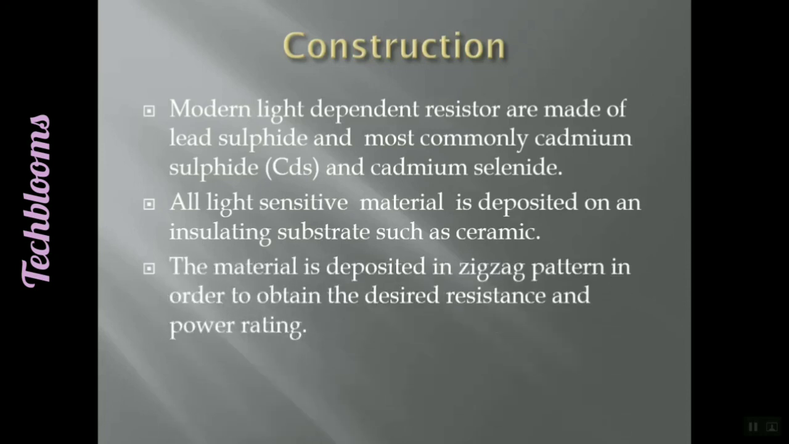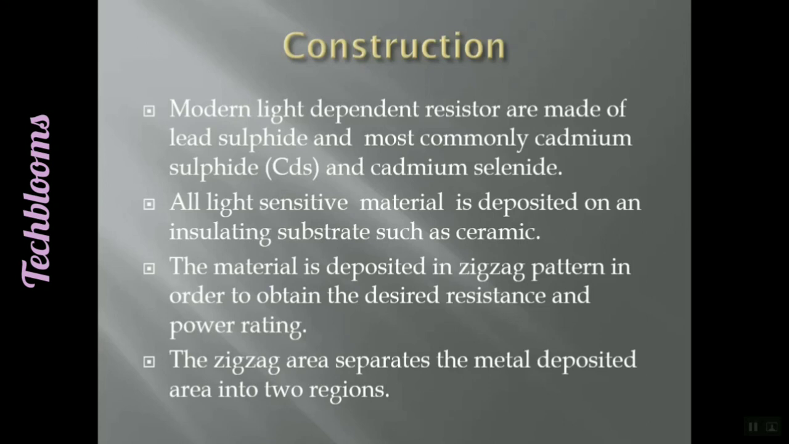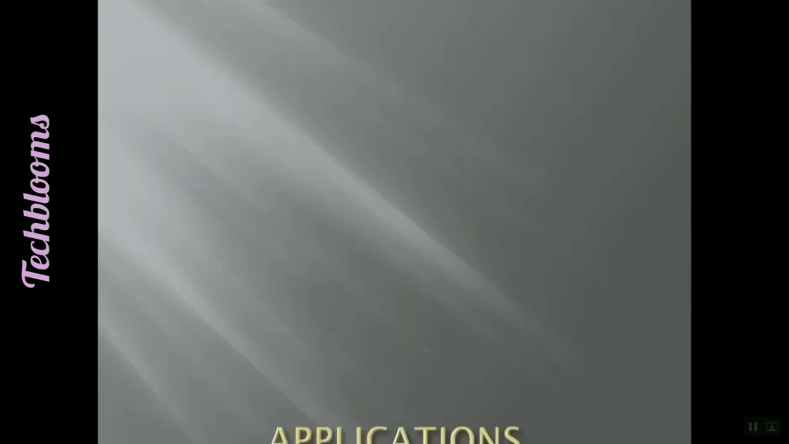The material is deposited in a zigzag pattern, that is the track, in order to obtain the desired resistance and power rating. Now why is that zigzag pattern there? It is there in order to obtain the desired resistance and the power rating. The zigzag area separates the metal deposited area into two regions. You have seen this already in the previous slide.